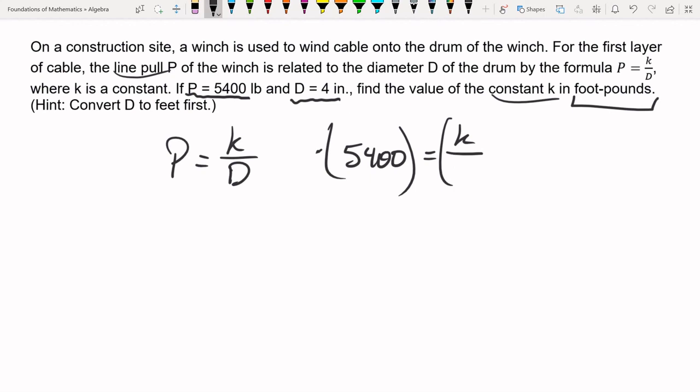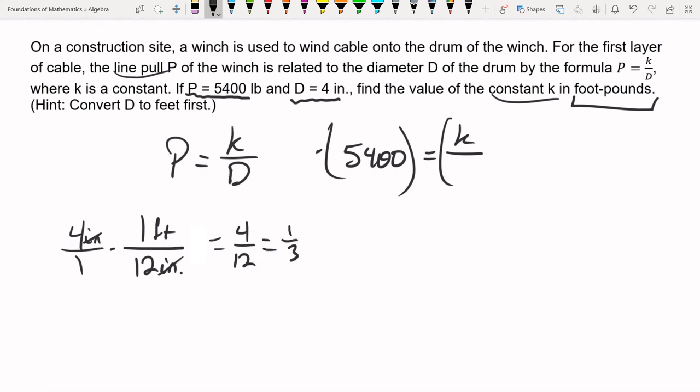If D is 4 inches, there are 12 inches in a foot. So 12 inches is going to go on the bottom. 1 foot goes on top. You see the inches cancel, and we have feet. This gives us 4 times 1 is 4. 1 times 12 is 12, which is the same thing as 1/3, dividing top and bottom by 4. So D is actually the same thing as 1/3 foot.